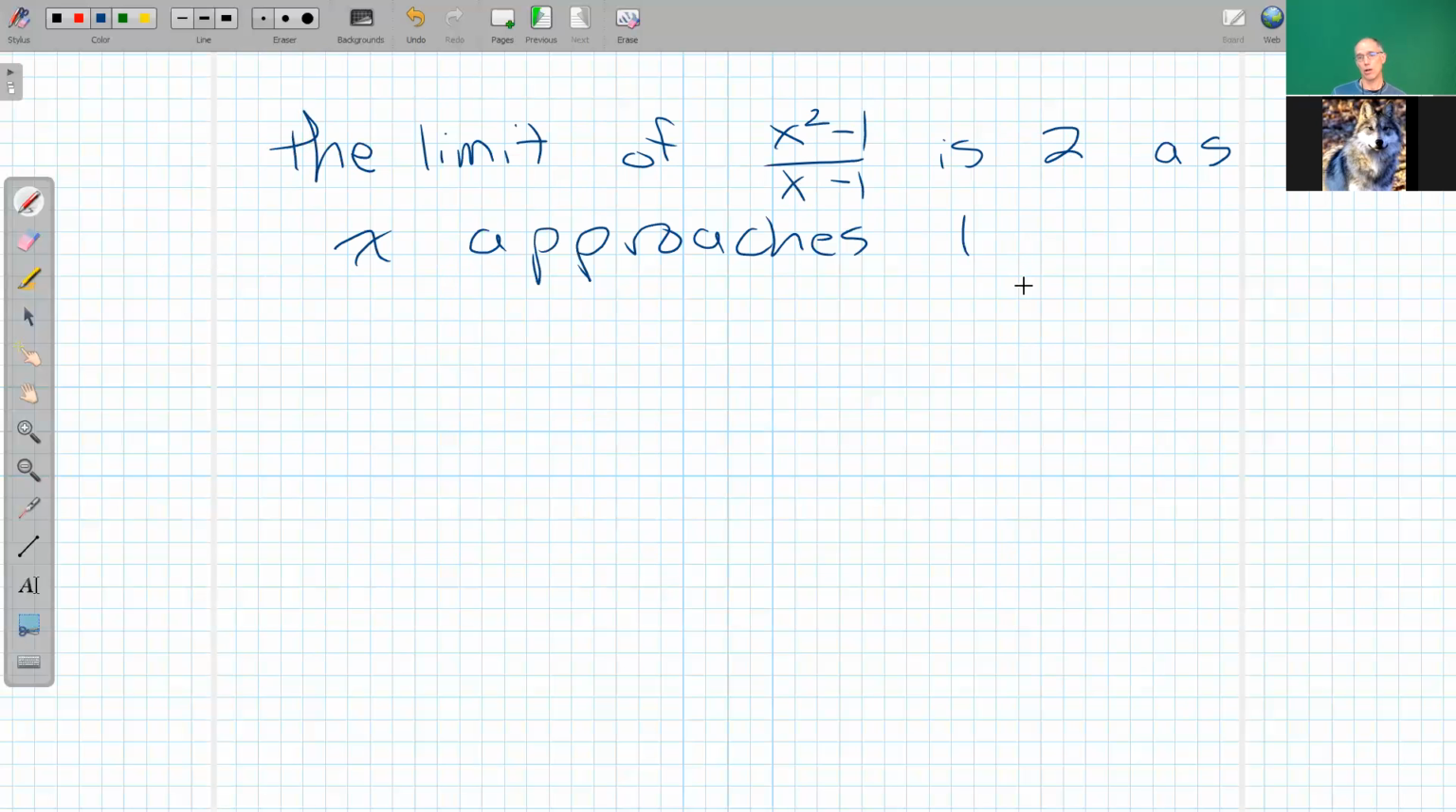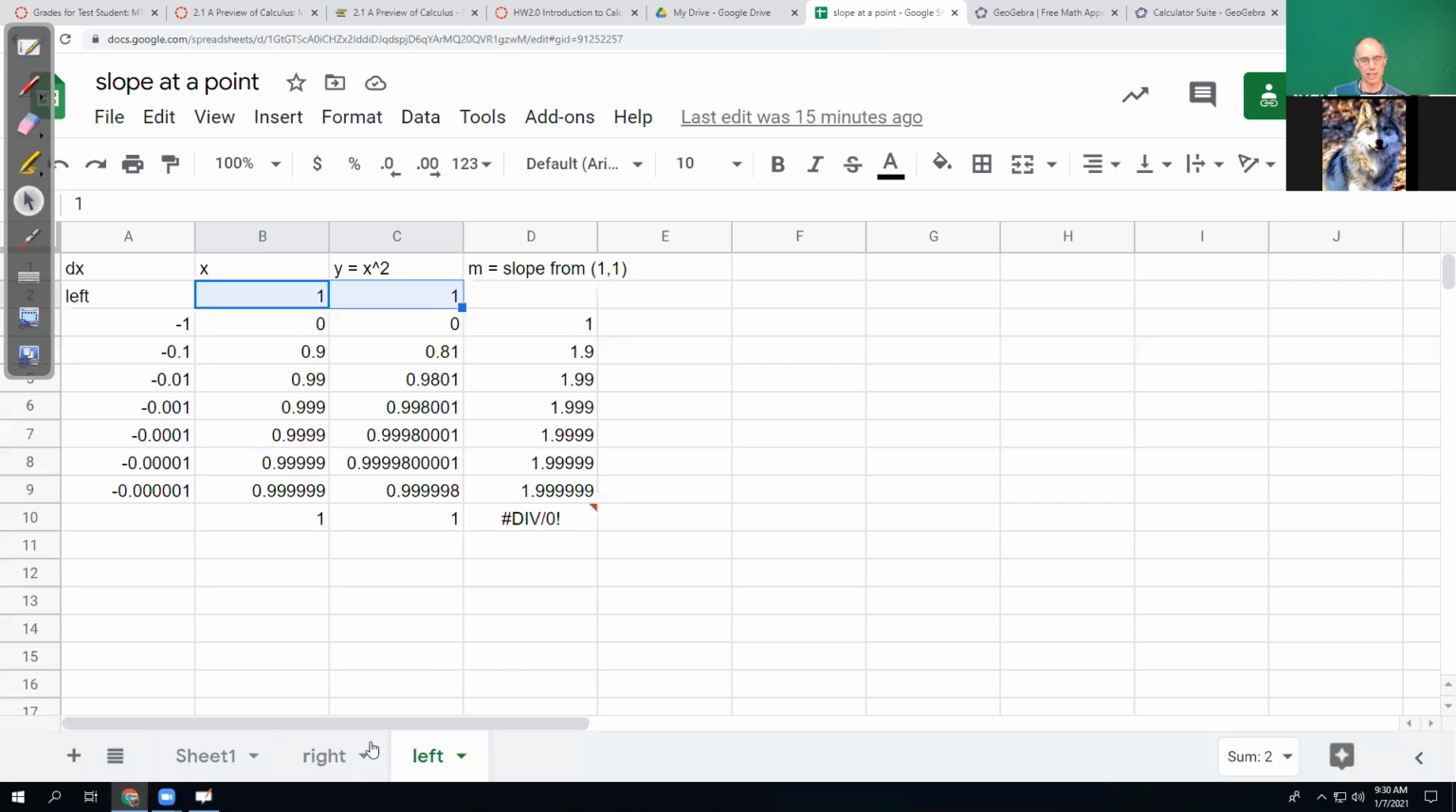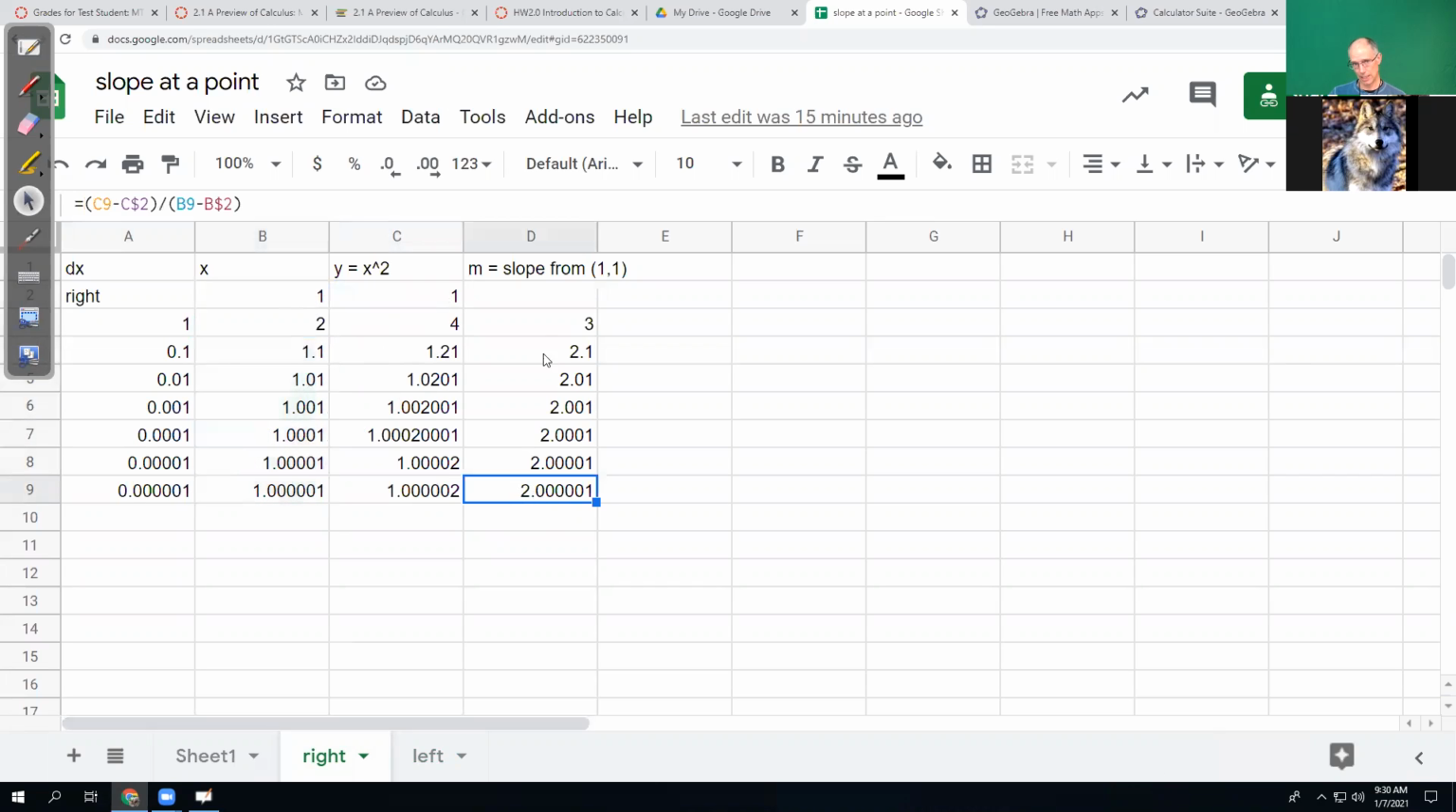We let x get closer to 1, and it looked like that fraction was heading toward 2. Now, just a moment ago, we only did it with numbers less than 1, and so I'll get to that in a moment. However, in my spreadsheet over here, I actually have another tab where I did it on the other side. So here I'm picking points like 2, 1.1, 1.01, 1.001. So now I'm picking numbers on the right side, and I'm getting toward 2 from above there.